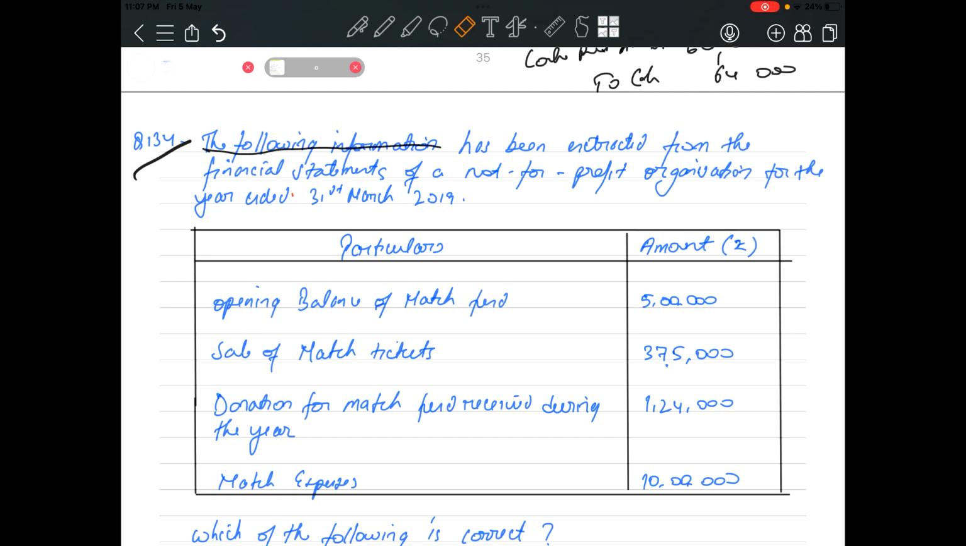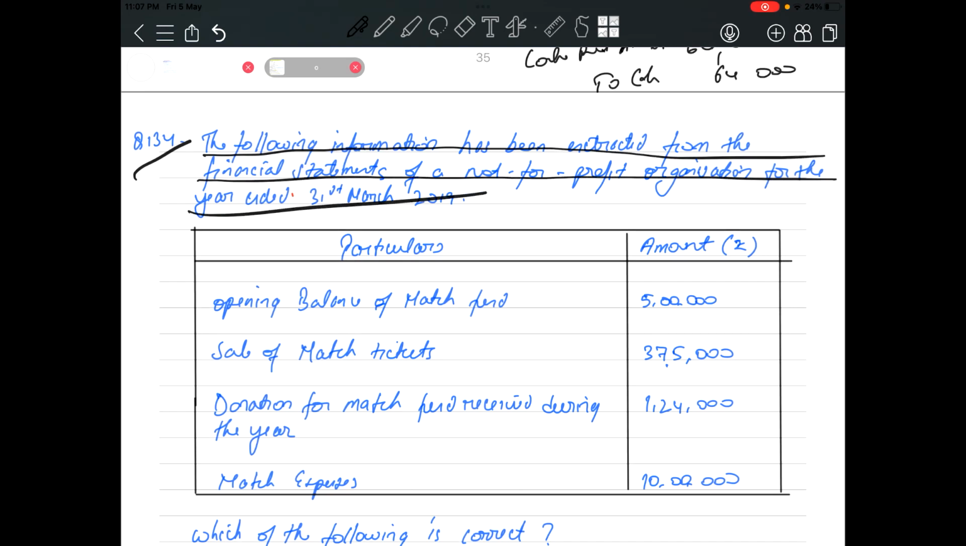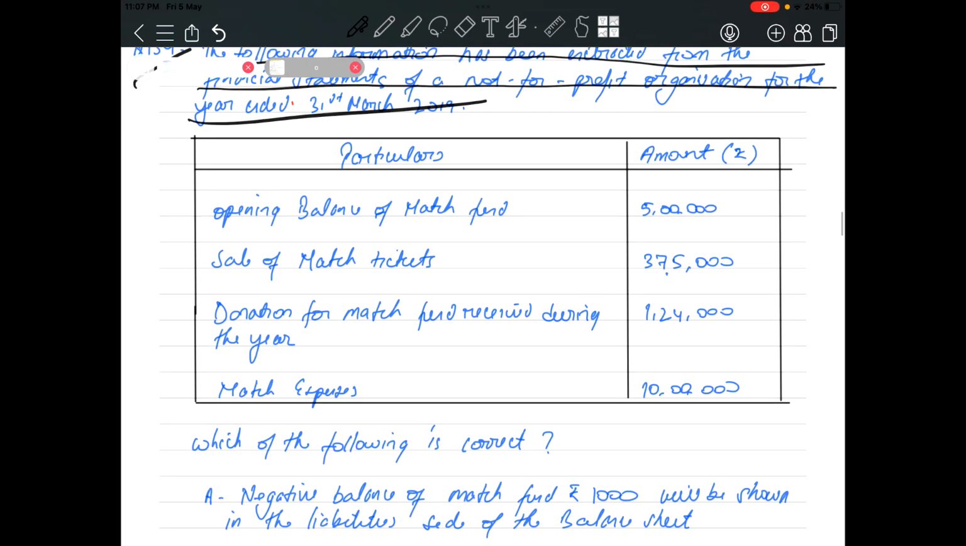The following information has been extracted from the financial statements of a not-for-profit organization for the year ended 31st March 2019. So this is the opening balance of match fund. Now what do you mean by match fund? Say for example, an organization used to organize tournaments. To organize a tournament they will need some funds. So what is the balance they have in the match fund account? The balance they have is 5 lakh rupees.